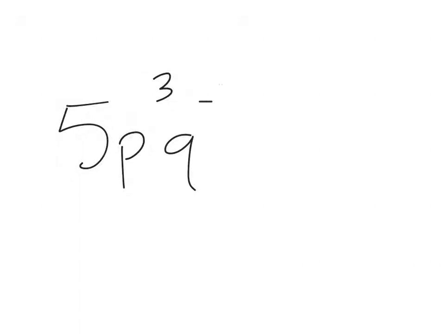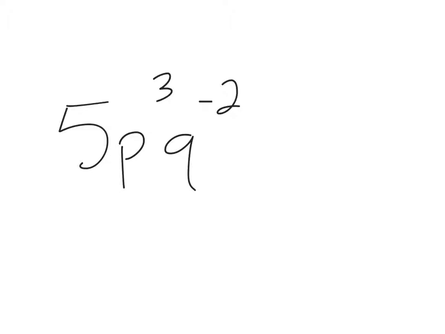So let's see, I'm looking at page 24 and looking at some of the examples. I'm on number 13, and then it's letter C. It says this, so even if you don't have your book, I'm going to write it right here. So it says 5p to the third and q to the negative second.